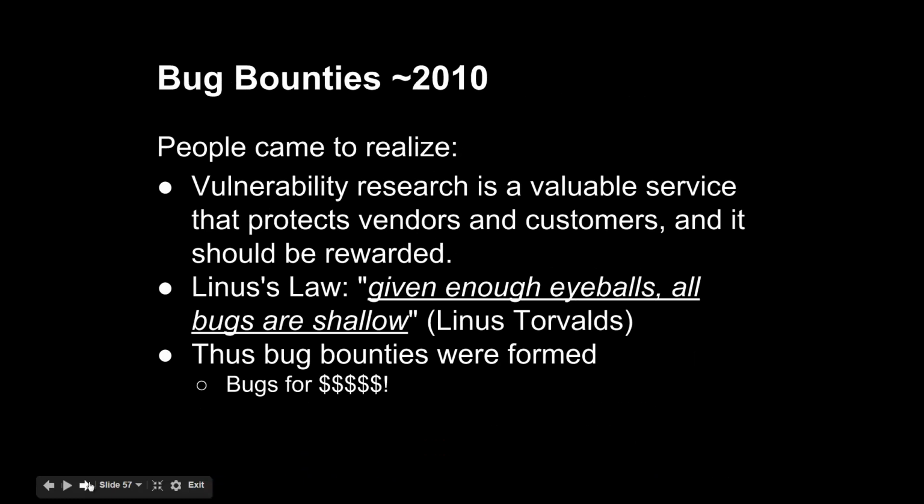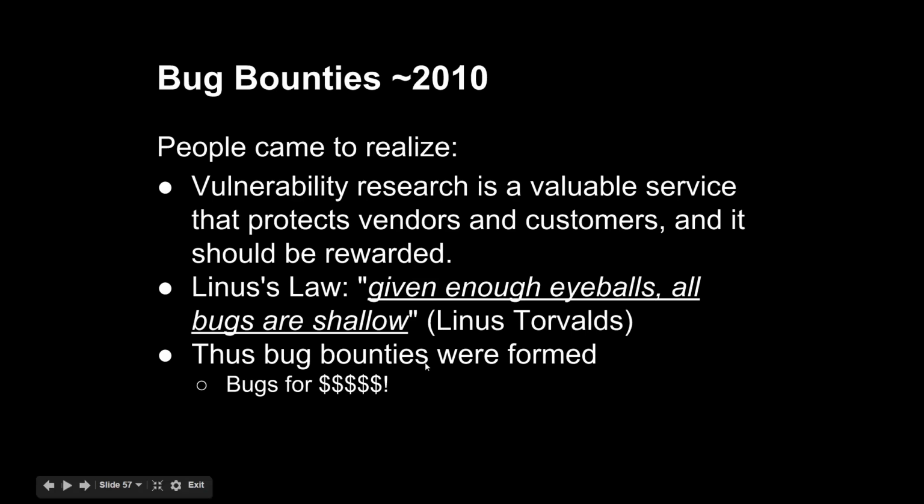However, in recent history, bug bounties came about around 2010, and people came to realize that vulnerability research is actually a valuable service that protects both the vendors and the customers, and that it should be rewarded, if not just incentivized. And so it kind of came along from something that was dubbed Linus's Law, after Linus Torvalds, the inventor and maintainer of the Linux kernel, and it is that given enough eyeballs, all bugs are shallow.